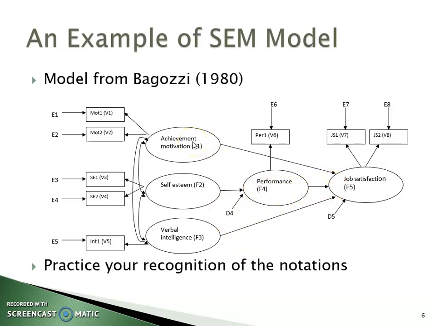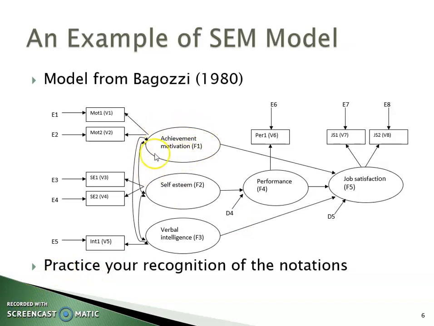You can see that achievement motivation is hypothesized to have a direct impact on job satisfaction. So does verbal intelligence. Self-esteem has an impact on job satisfaction, but it's indirect, and the impact is mediated by this factor that's called performance.